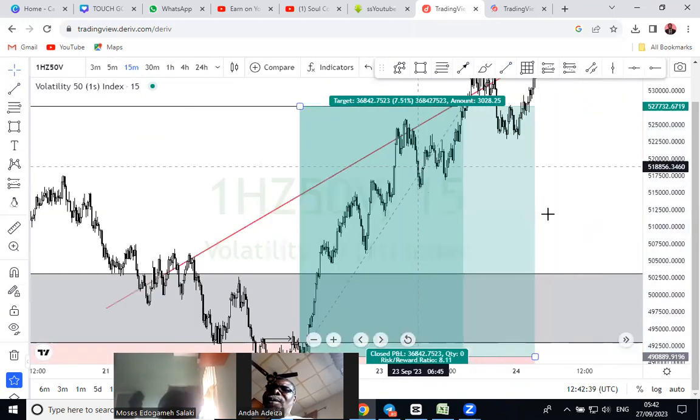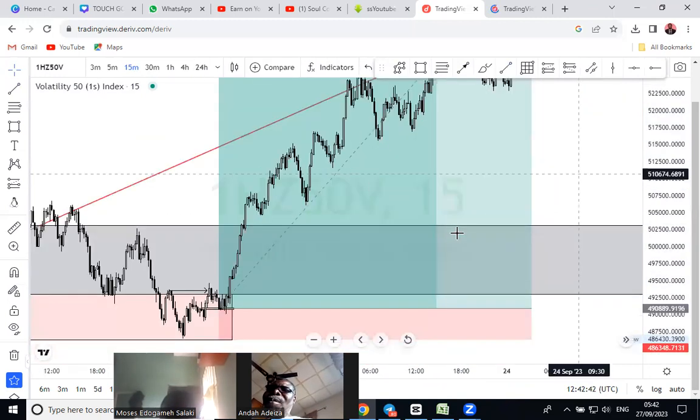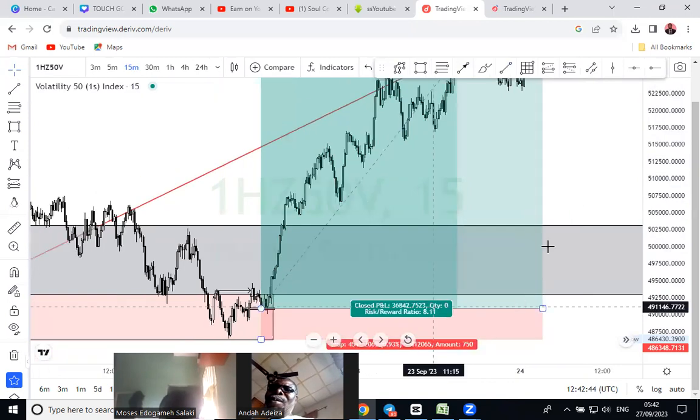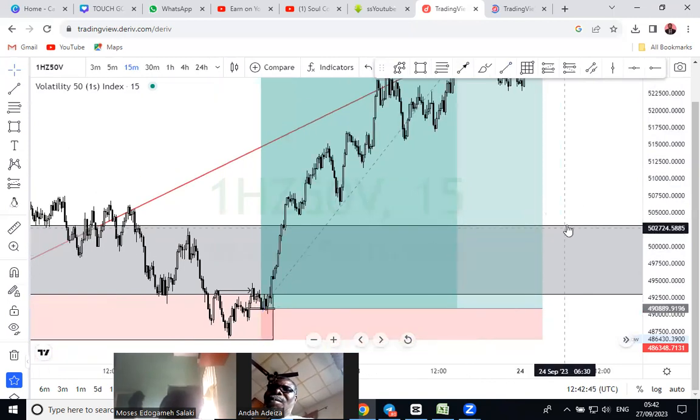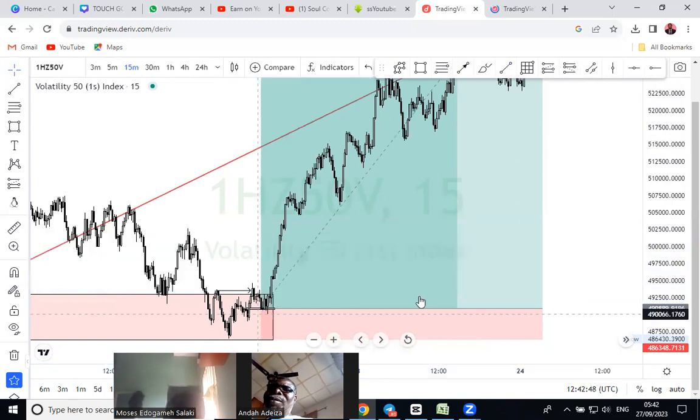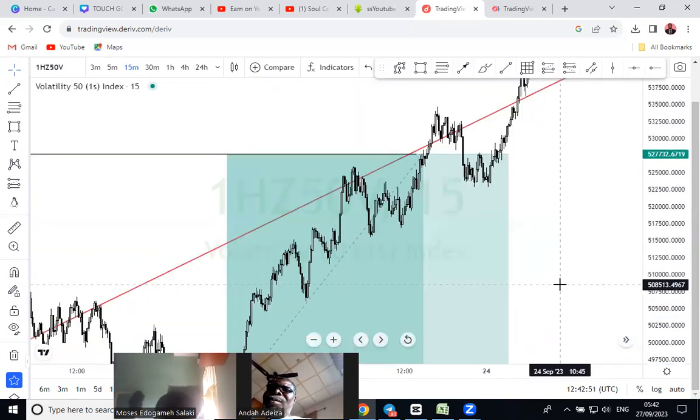Wow. If you risk $1, you make $8. You risk 10, you make 80. You risk 100, you make 800. You got a 1 to 8 there. Simple, fast, by simply aligning price.